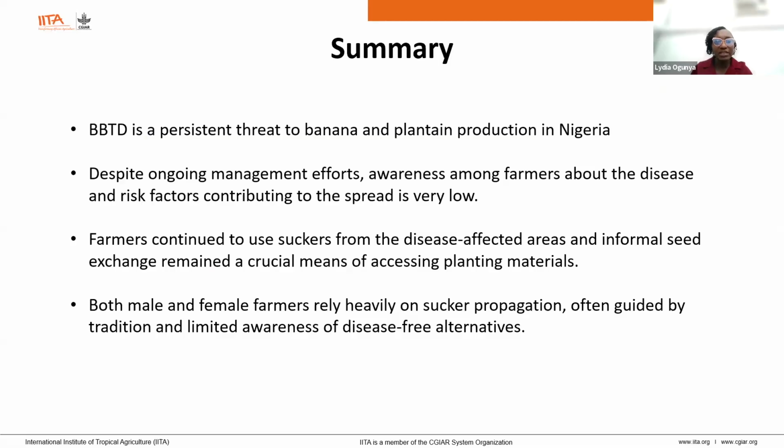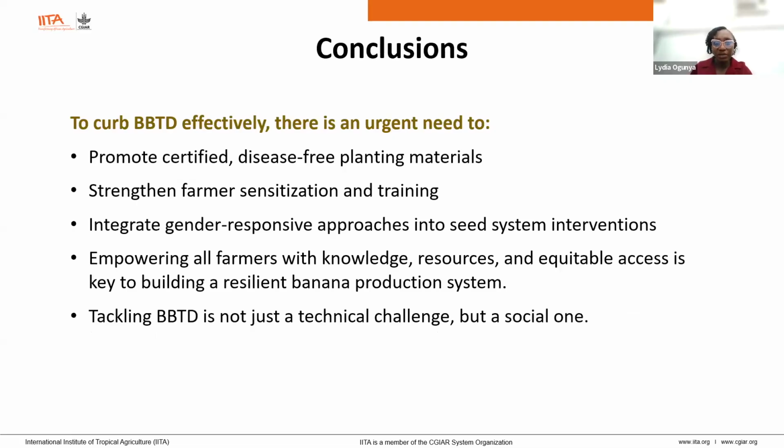In summary, BBTD is a persistent threat to banana and plantain production in Nigeria, devastating farms in the region. Despite ongoing management efforts, awareness among farmers about the disease and the risk factors contributing to its spread is very low. Many of them have the opinion that the infected plant is associated with soil rather than BBTD. Farmers continue to use suckers from disease-affected areas, and informal seed exchange remains a crucial means of accessing planting materials. Lastly, both male and female farmers rely heavily on sucker propagation, often guided by tradition, and they have limited access to other disease-free alternatives.